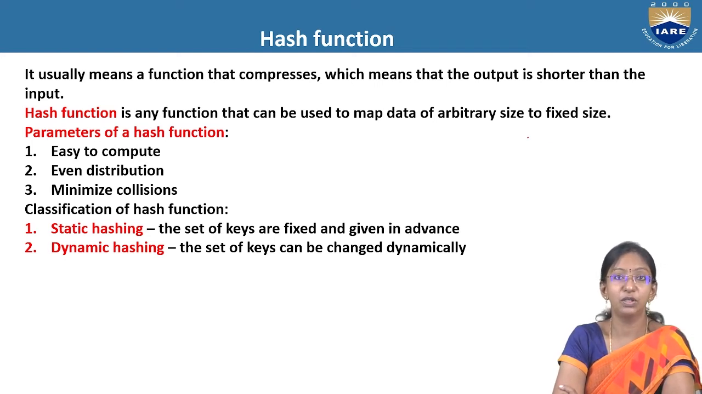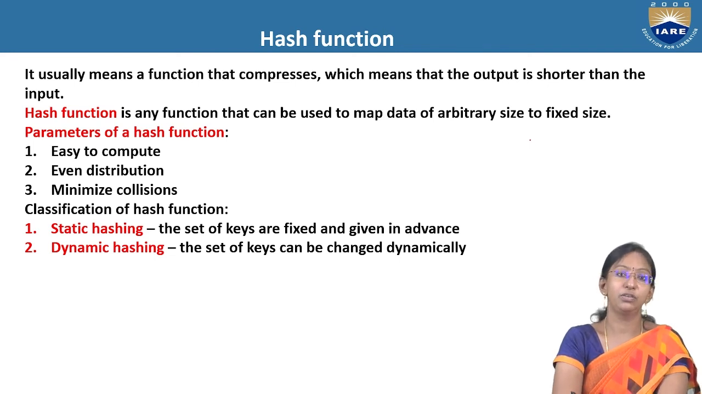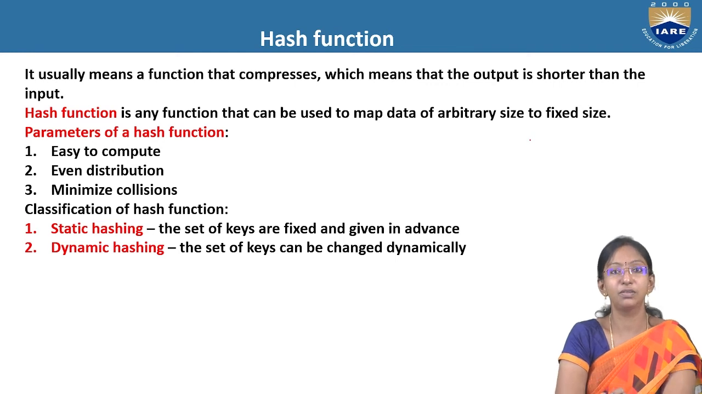It must be easy to compute, evenly distributed, and have minimum collisions. As I said, if I take the first four values of the phone number, collisions will be there. If I take the last four, I'll reach some extent of uniqueness, right?